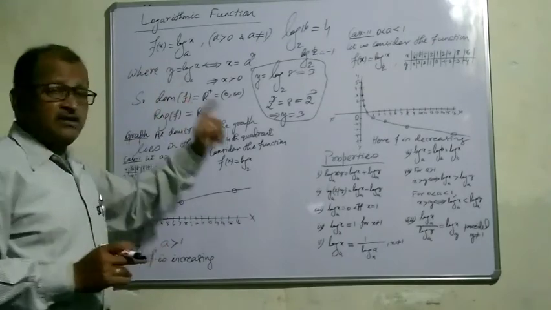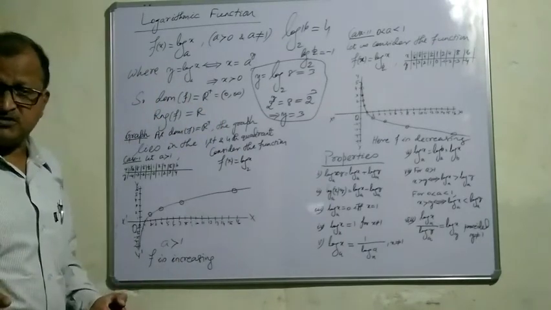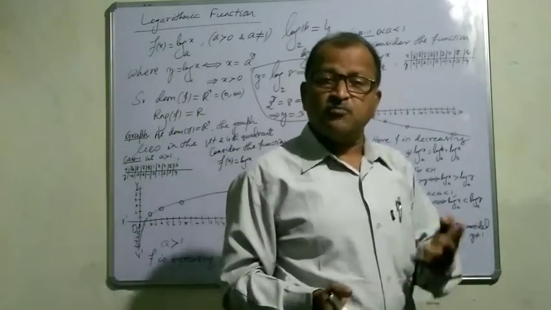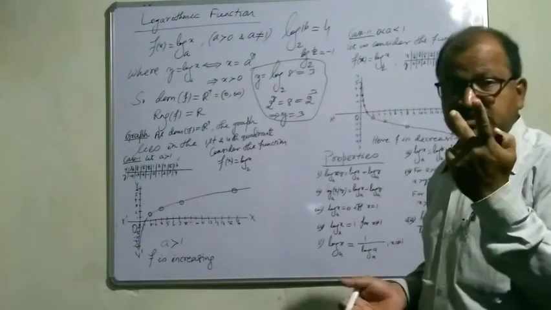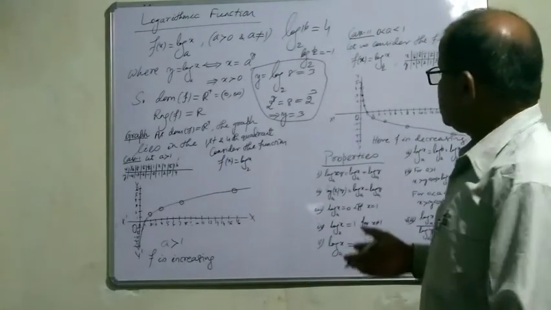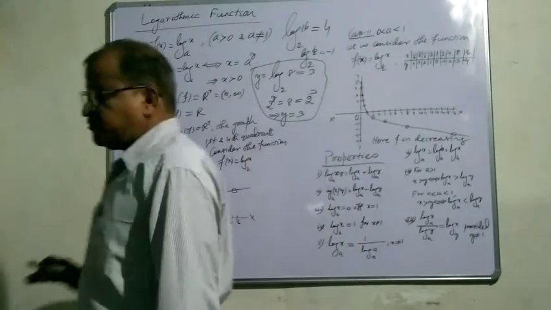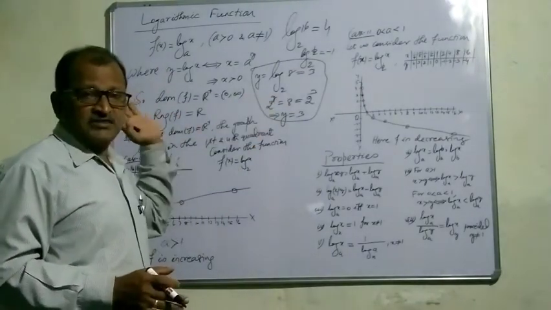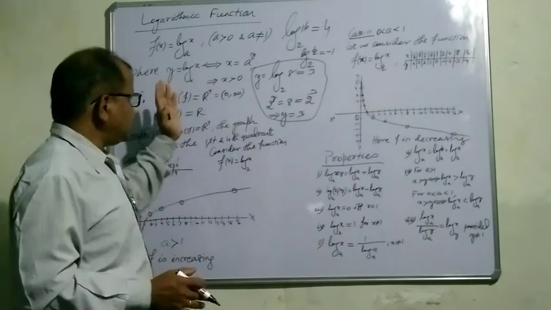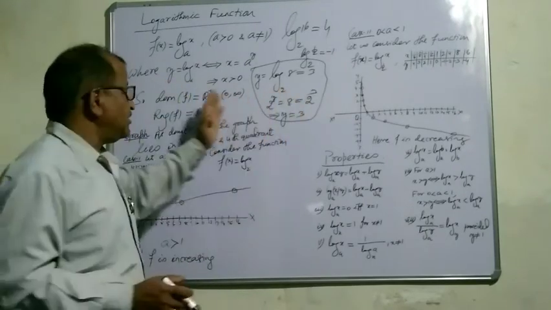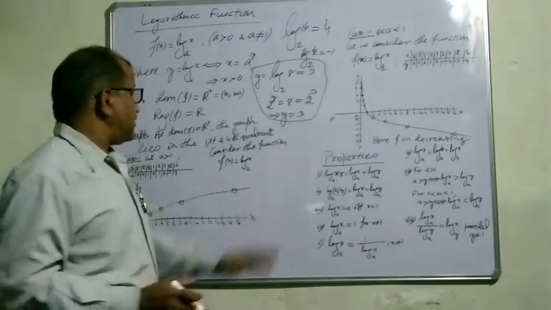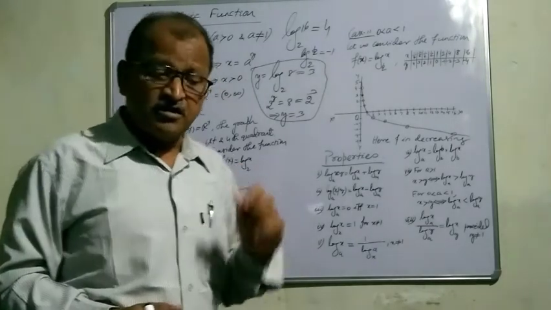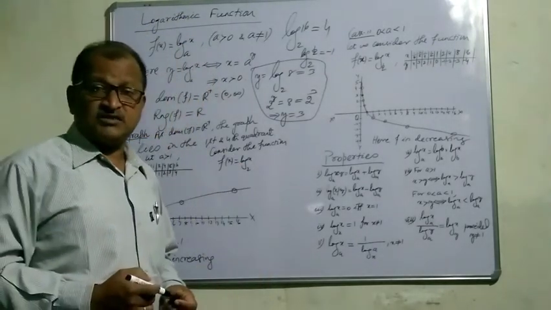So what is the domain? It is defined for positive real numbers, so its domain will be R plus, the set of positive real numbers. That is from 0 to infinity, an open ray, not an interval. It is a ray with a starting point 0 and no end point, infinity. So what is the range? The range of the function here is the set of real numbers.